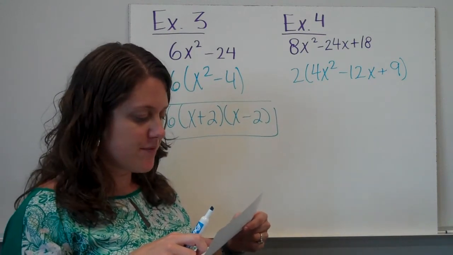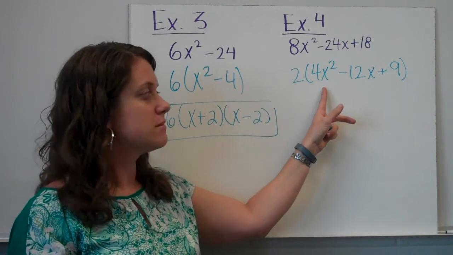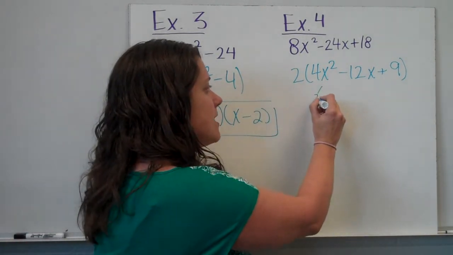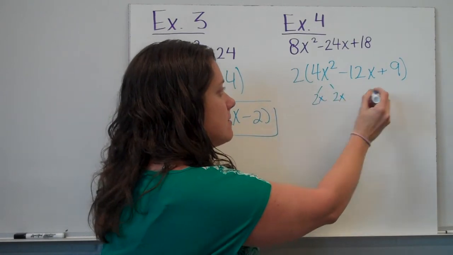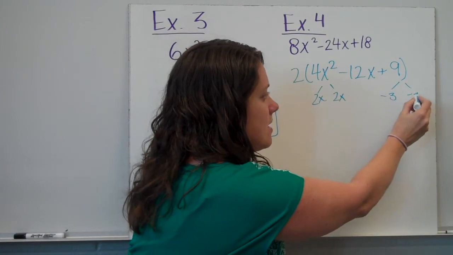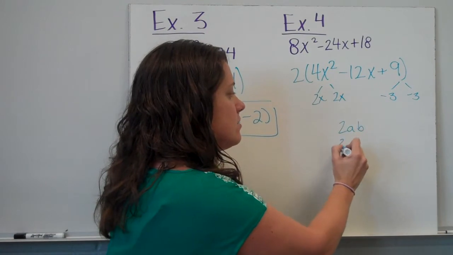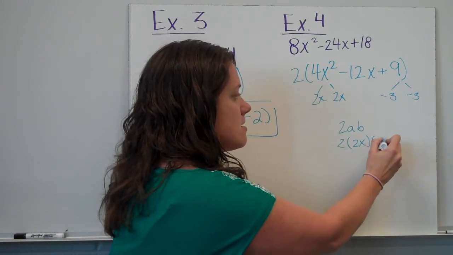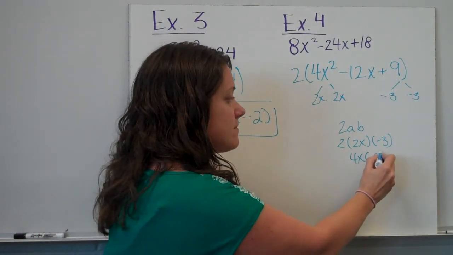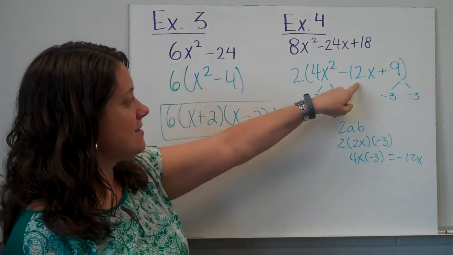Yes. Is it a perfect square trinomial? Well, I don't know. That's a perfect square. That's a perfect square. So let me check. All right, so 2x times 2x. And I know that's a negative, so this must be a negative 3 and a negative 3. So 2ab, 2 times 2x, times negative 3, that's 4x. Look at that! It matches.